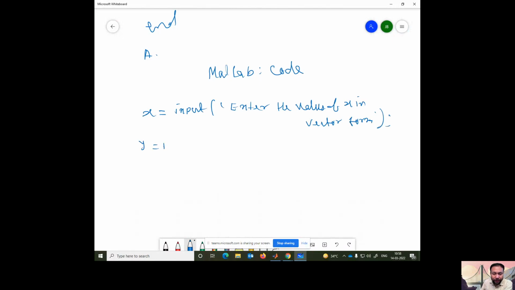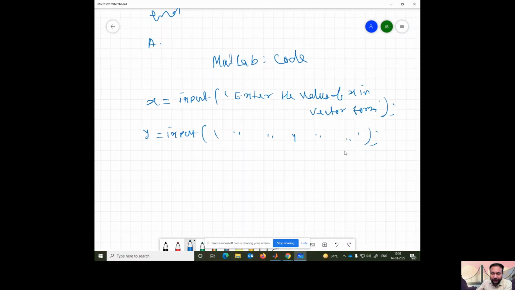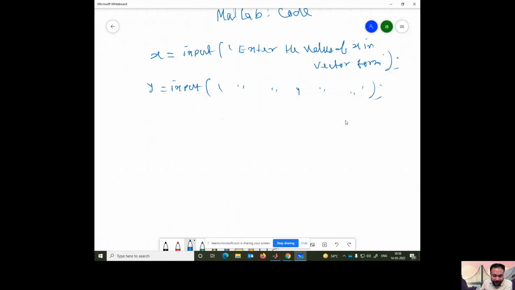Same thing, y input: write down here, enter the value of y in vector form. Okay, clear here. Now next, n is equal to length of x. Now let us try to form a 0, 0 matrix, zeros(n, n).